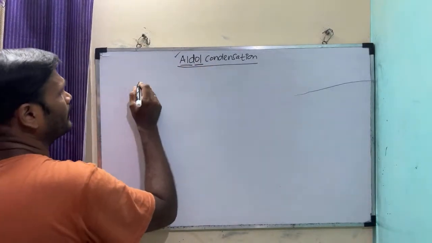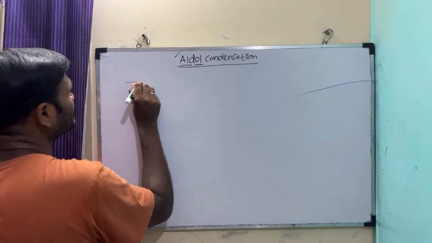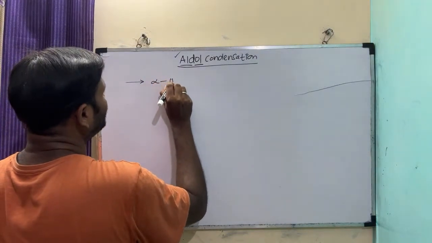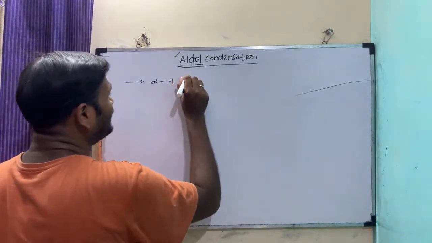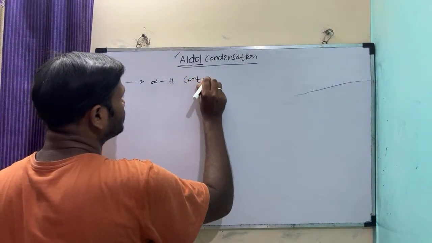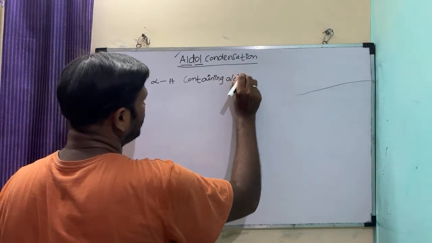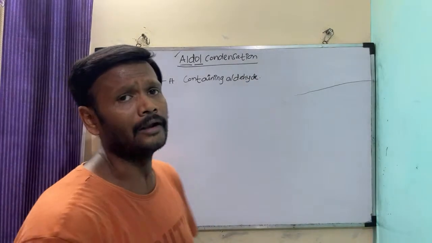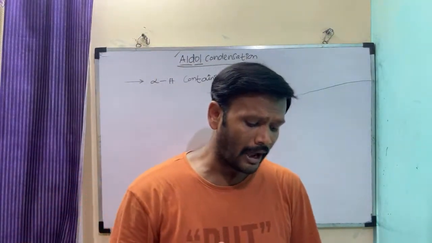So let's get into the reaction. What is the important condition for that? The first condition: it must have alpha hydrogen. Alpha hydrogen containing aldehydes or ketones are the ones which are involved in aldol condensation. What do you mean by aldol condensation? What do you mean by alpha hydrogen?